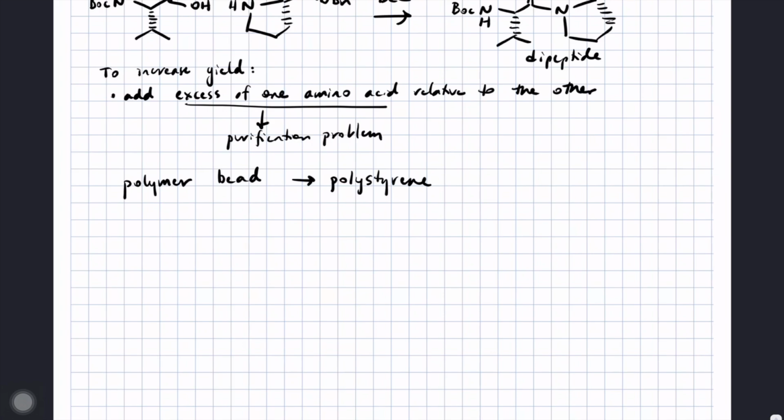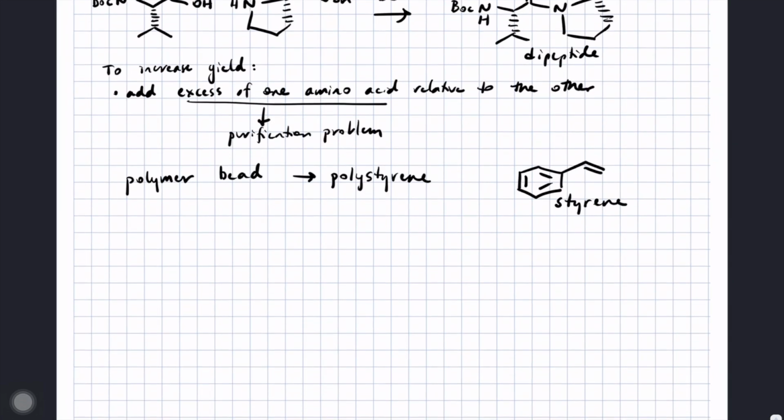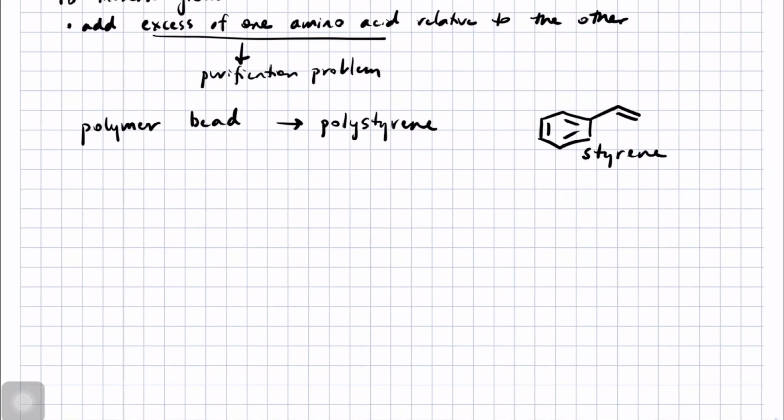Polystyrene is a polymer of the following molecule: a benzene ring attached to a double bond. This is styrene. And if you expose styrene to a radical initiator, you can start a polymerization reaction.